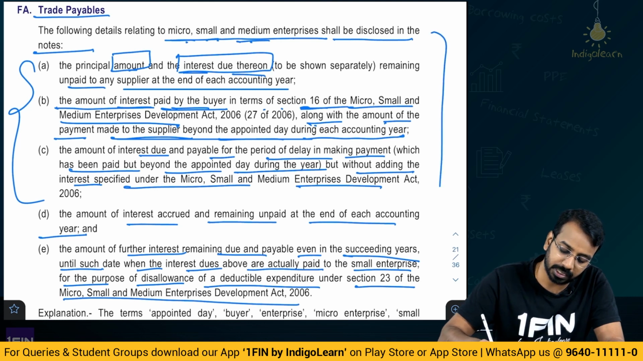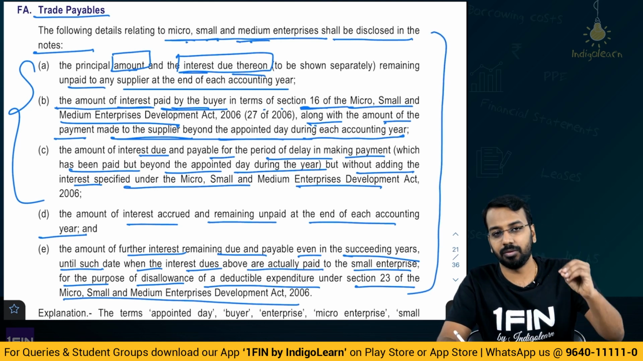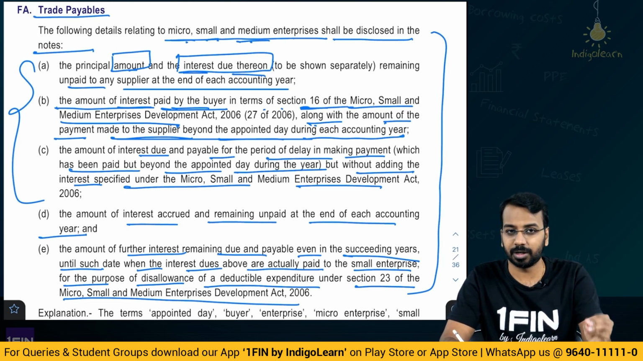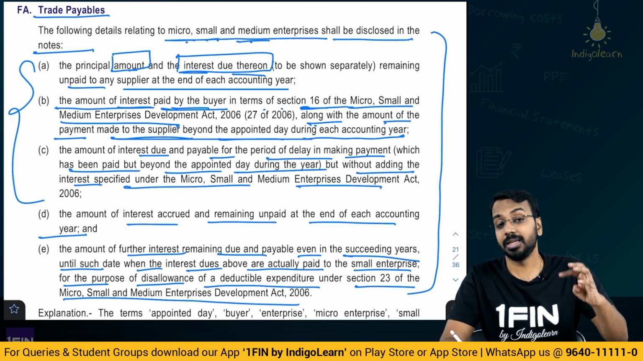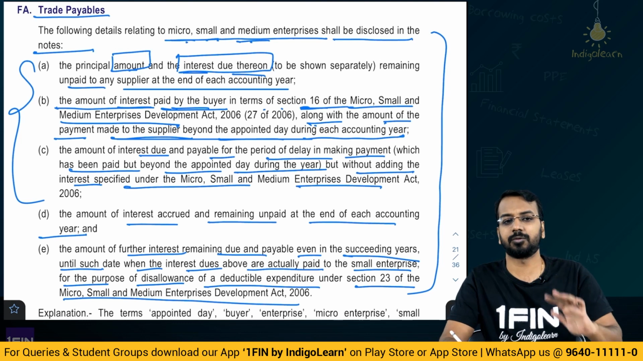See, so a lot of disclosures, basically it says: Have you made any defaults in MSME? Have you delayed any payment for MSME? Is there any interest you have paid? Is there any interest which is payable? All of that you have to disclose.